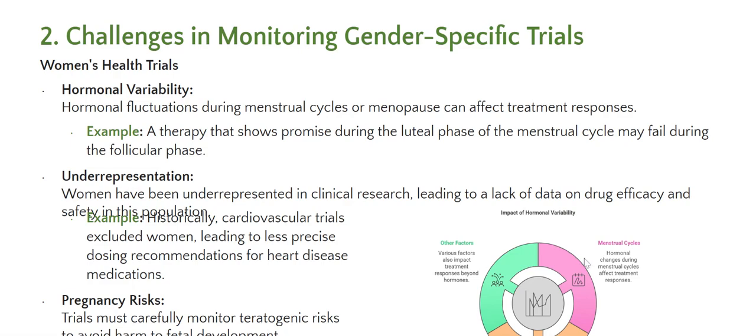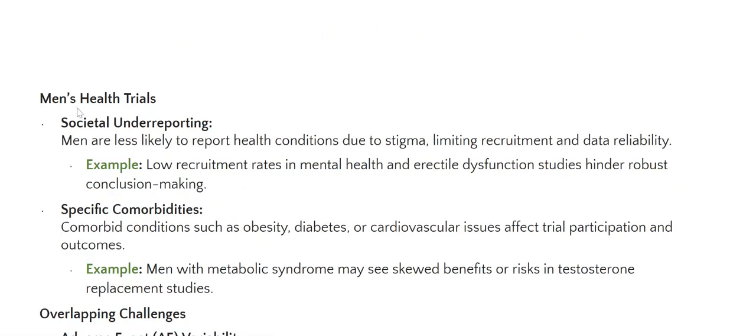And before we proceed here, we have a summarized diagram showing the impact of hormonal variability, as we have menstrual cycles, menopause, other factors, as various factors also impact treatment responses beyond hormones. Continuing with the challenges, now in men's health trials, societal underreporting. Men are less likely to report health conditions due to stigma, limiting recruitment and data reliability. As for example, low recruitment rates in mental health and erectile dysfunction studies hinder robust conclusion making.